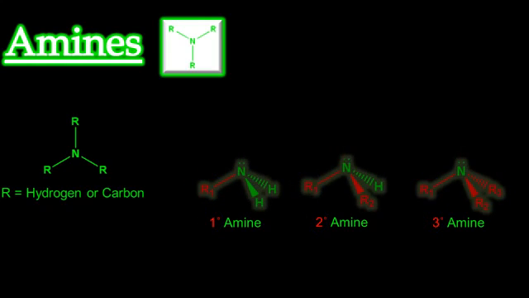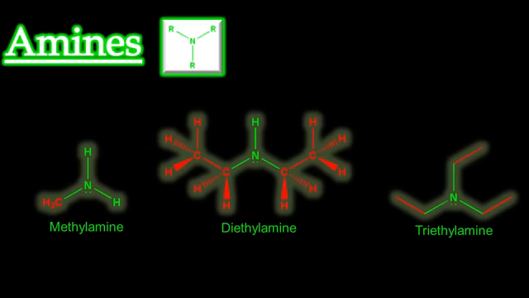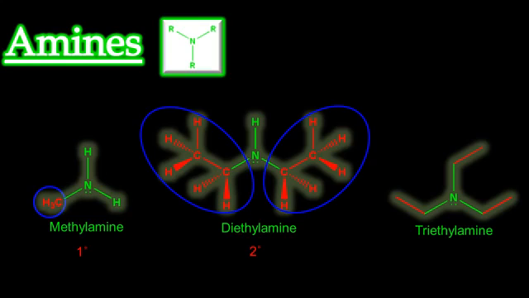If four substituents are attached to a nitrogen, then this would result in an ammonium cation, shown here. Specific examples of amine-containing organic compounds include methylamine, which features one carbon-containing group and two hydrogens, making methylamine a primary amine. Diethylamine features a central nitrogen bonded to a single hydrogen and to two ethyl groups. Diethylamine is considered to be a secondary amine. Triethylamine is similar to diethylamine, except it features a central nitrogen bonded to three ethyl groups, rendering this amine a tertiary amine.